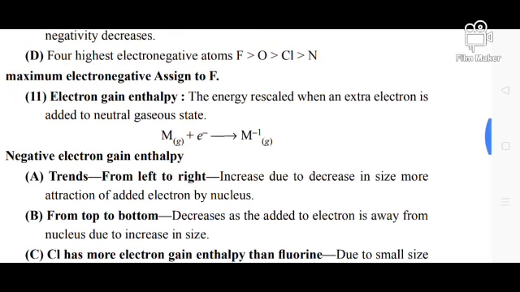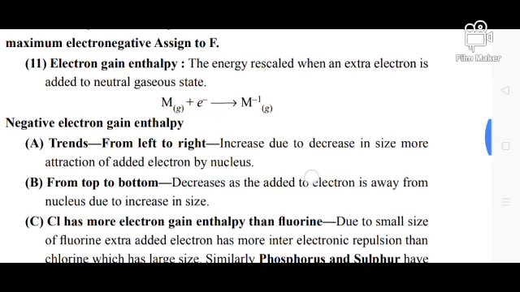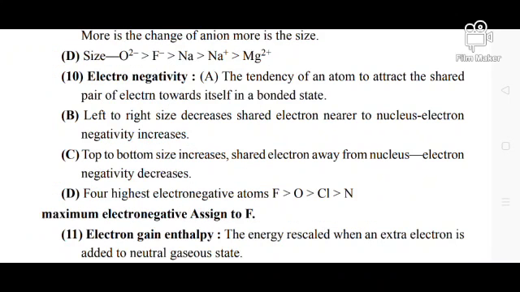this is the electron gain enthalpy. So what is the electron gain enthalpy? The energy released when an extra electron is added to a neutral gaseous atom. So when an extra electron is added to the neutral gaseous state, that is known as electron gain enthalpy. Okay, so this is the general idea.